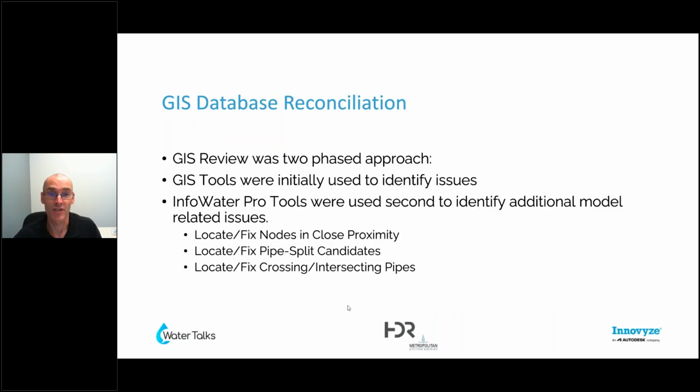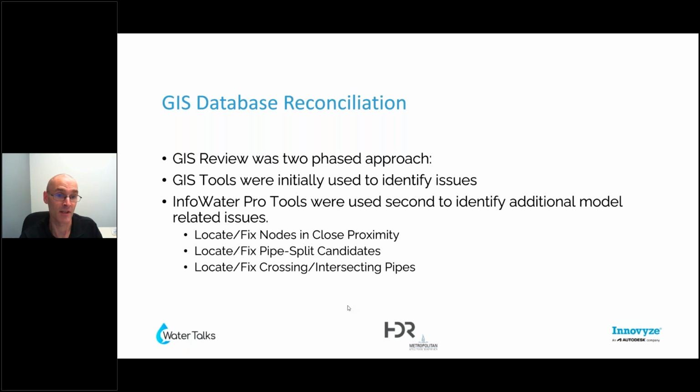So as you can imagine, with the GIS, the first step was really to get their GIS in shape so we could start to use it for the hydraulic model. And we really did this as a 2-phased approach. The first thing we did is we used some GIS tools, trace tools, some general Esri utilities to at least get us started, because if we just pulled the GIS in day 1 into the model, we were never going to get there. Once we got to a state where we were comfortable building the model, we built the model and then used the InfoWater Pro tools.